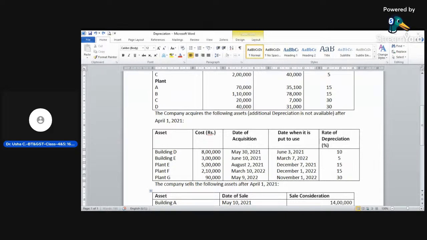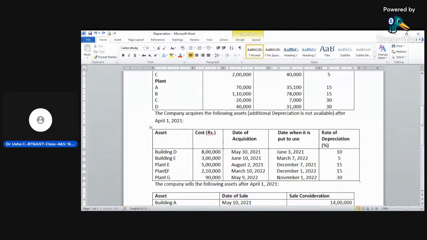So when this asset has not been put to use for 180 days or more, then only half of the depreciation should be charged. When should half of the depreciation be charged? This is in the year of purchase. Only in the year of purchase, half of the depreciation is charged.